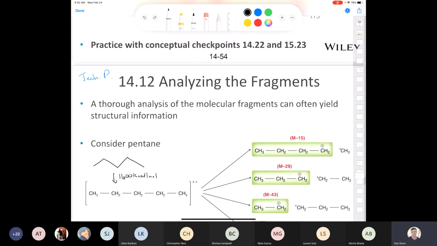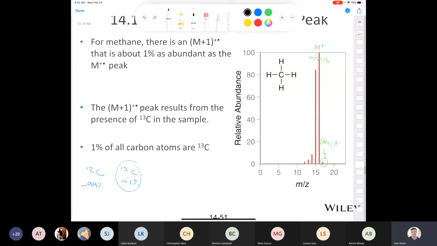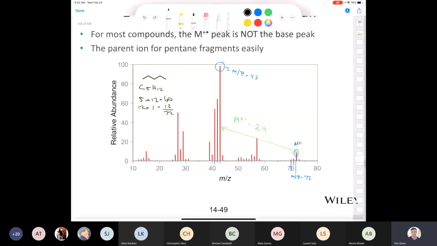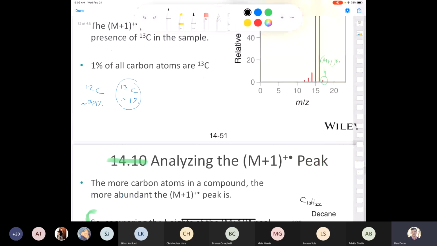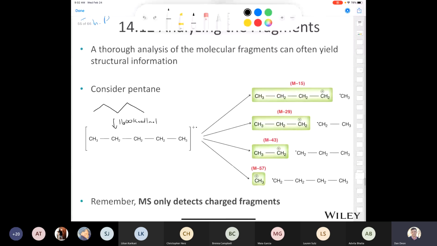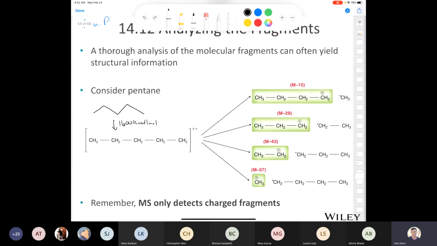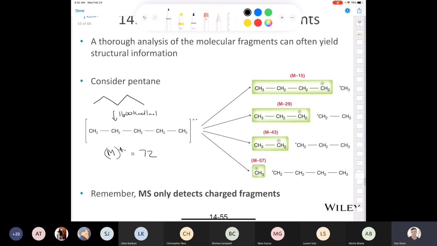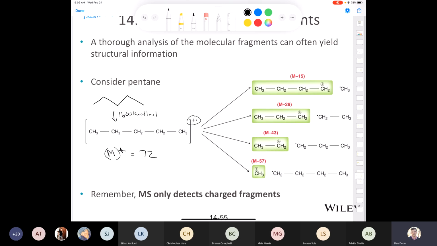Okay, if we go back a few slides, you might remember, where's our pentane? Our pentane has a mass over charge of 72. Right here. So we know that our molecular ion has a mass of 72. Well, what happens is that since the radical cation is not stable, it can break apart. It can fall apart.